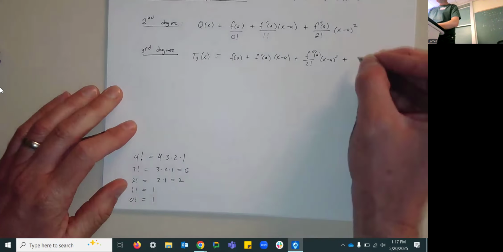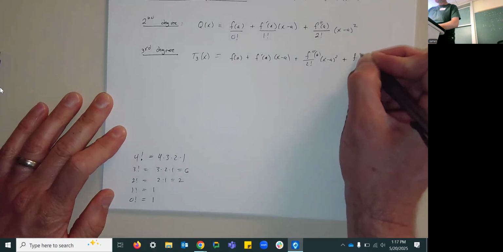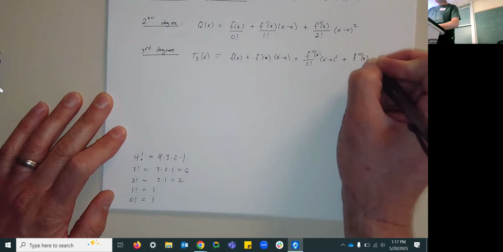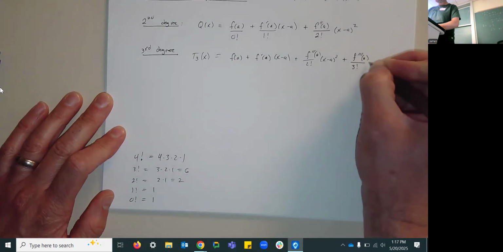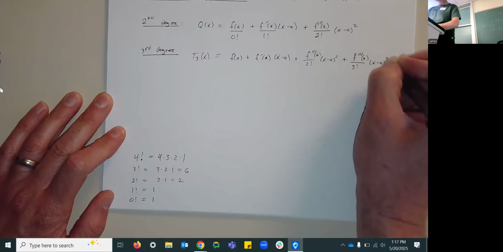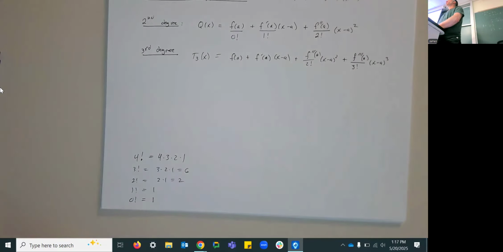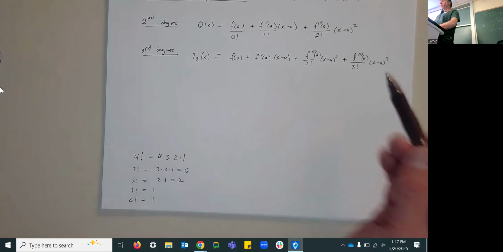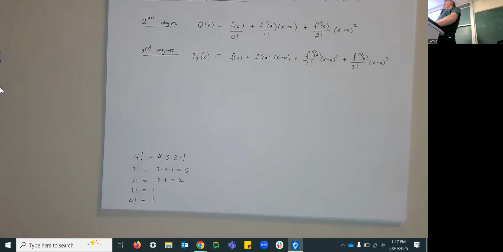All right, but you've all got a pretty good guess. It's going to be f triple prime of a over 3 factorial times (x minus a) cubed. And so on and so on, right? The next term, the T4, would have all that plus the fourth derivative of a over 4 factorial times (x minus a) to the fourth, and so on and so on.